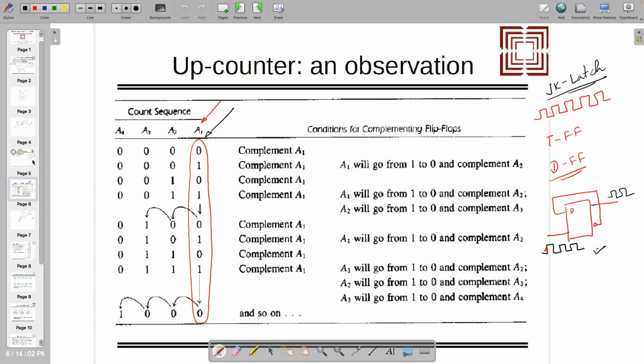So A1 is generated. Same way, can we look at A2? A2 is toggling, 0 to 1 or 1 to 0, and this is happening when A1 is going from 1 to 0. Whenever A1 is going from 1 to 0, then A2 toggles.